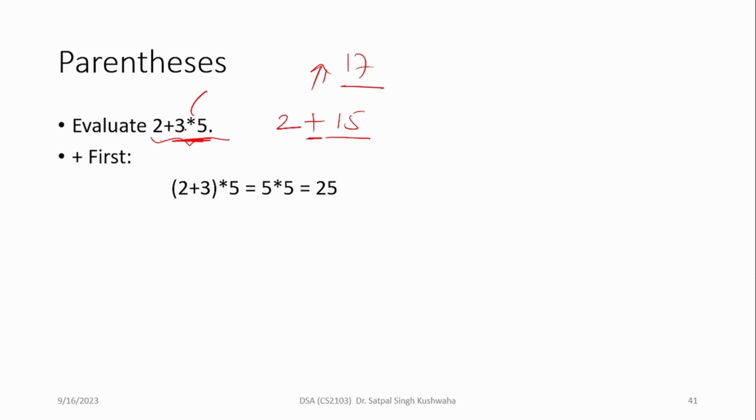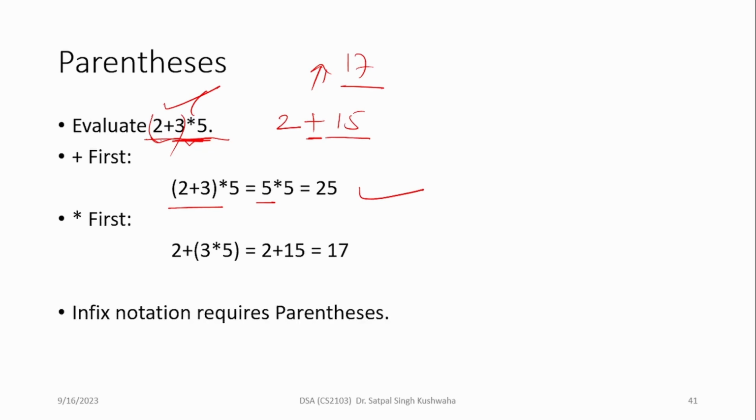But how can we override the precedence of the multiplication operator over the plus operator? I can write brackets here. When I put the brackets, that operation will be performed first. So in (2 plus 3) multiply 5, 2 plus 3 will be performed first. We get 5, and then the multiplication takes place, giving 25. These are the rules required for solving infix expressions.